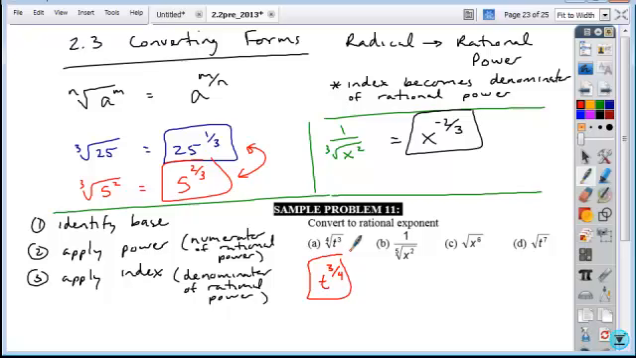Okay, B, same idea. Take your base of x, your power of 2, but it's in the denominator, so you need to assign it a negative 2. The index is 5. So there would be your rational power.